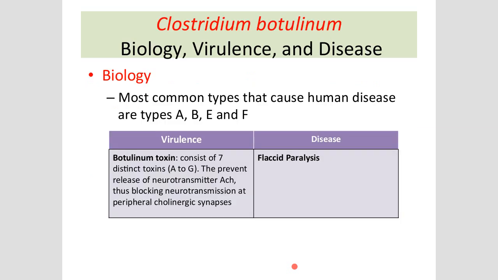Okay. The one you are talking about is Clostridium botulinum. So that's another Clostridium, and again, it has another toxin. Now, this toxin is called botulinum toxin, right? This consists of 7 distinct toxins from A to G. They prevent release of acetylcholine and thus block the neurotransmitter. So the paralysis that you have in this case will be flaccid paralysis as compared to spasmodic paralysis.